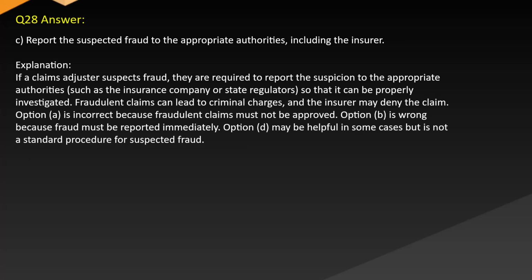Answer: C. Report the suspected fraud to the appropriate authorities, including the insurer. Explanation: If a claims adjuster suspects fraud, they are required to report the suspicion to the appropriate authorities, such as the insurance company or state regulators, so that it can be properly investigated. Fraudulent claims can lead to criminal charges, and the insurer may deny the claim. Option A is incorrect because fraudulent claims must not be approved. Option B is wrong because fraud must be reported immediately. Option D may be helpful in some cases, but is not a standard procedure for suspected fraud.